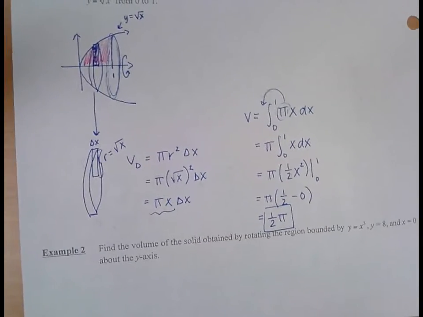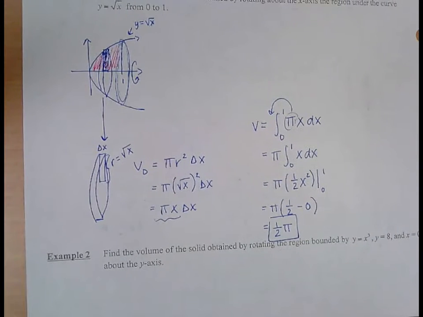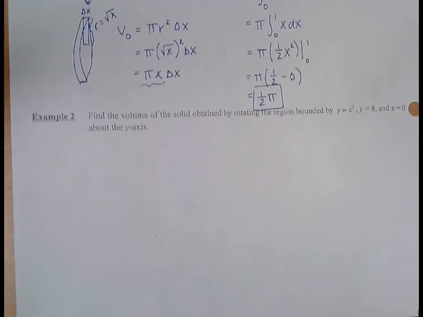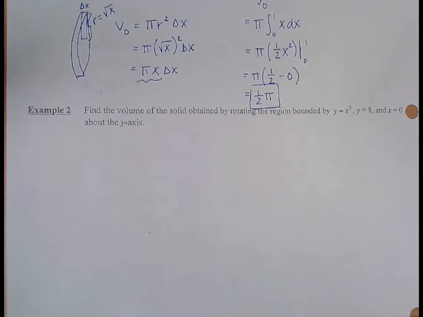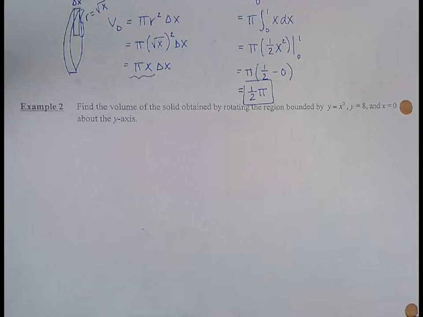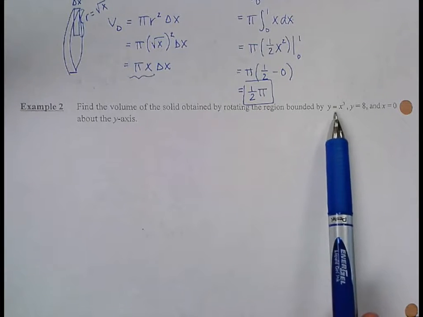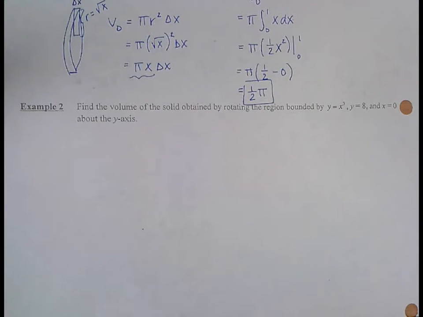Questions on that one? We're going to go through example 2 as well. For example 2, here it says find the volume of the solid obtained by rotating the region bounded by y equals x cubed, y equals 8, and x equals 0 about the y-axis.